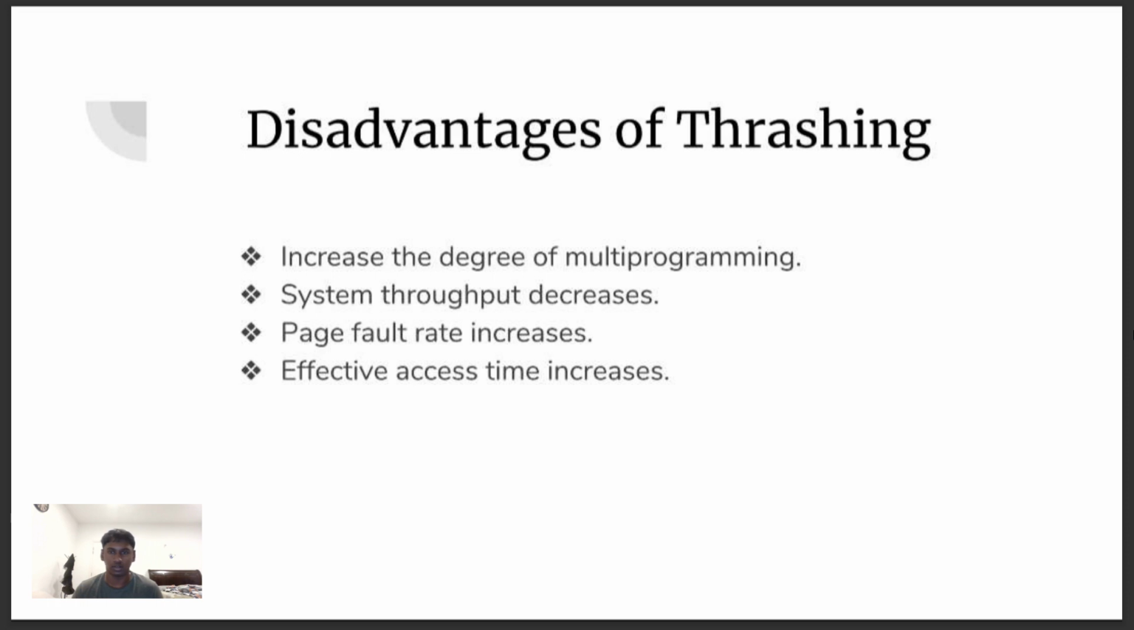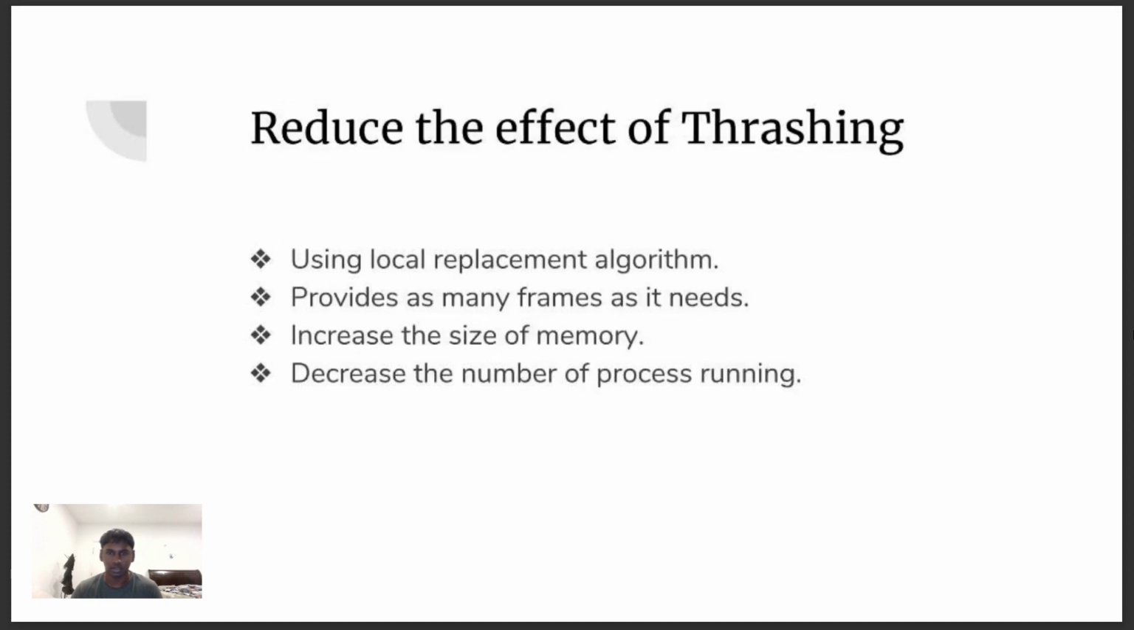Here are some of the disadvantages of thrashing. It increases the degree of multiprogramming, system throughput decreases, page fault rate increases, and effective access time also increases. In order to reduce the effect of thrashing, we can do the following: using local replacement algorithms, providing as many frames as a process needs, increasing the size of memory, as well as decreasing the number of processes running.